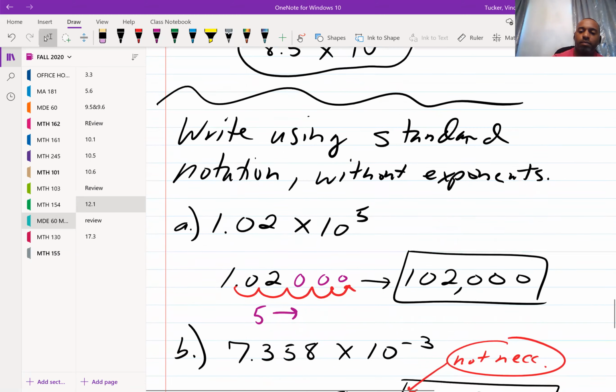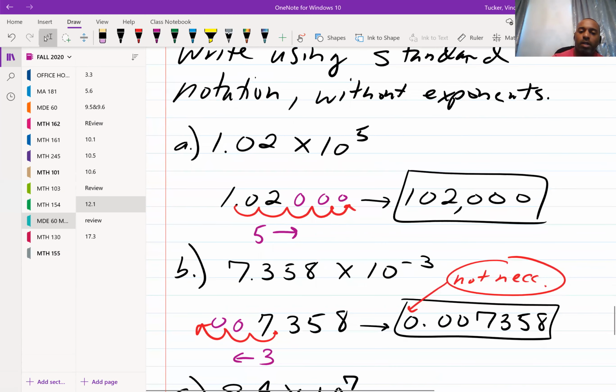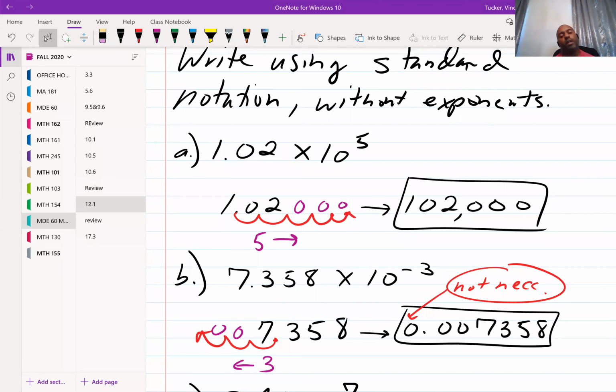All right. Same type of deal, but this time we have a negative exponent. So we're going in the opposite direction. It should have a negative effect. So that's why we have to take our decimal to the left and make that 7.358 smaller. So that'll be 0.007358.